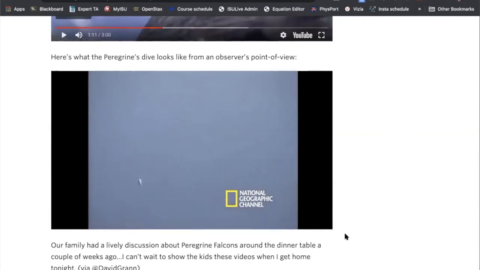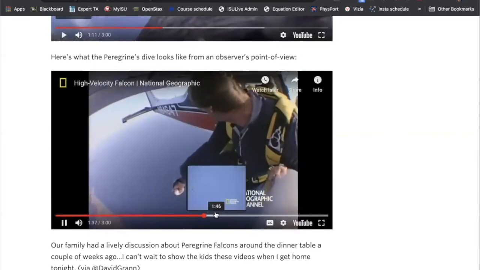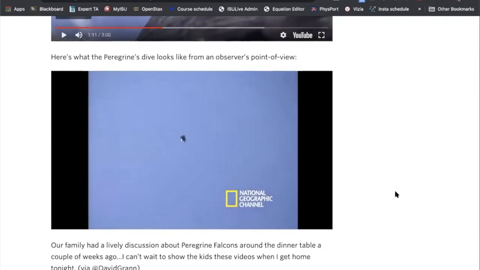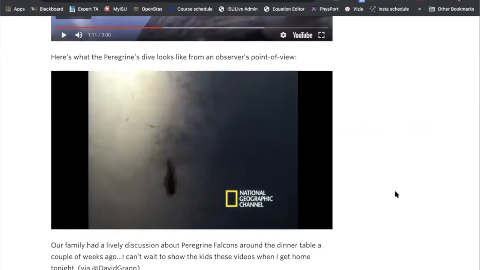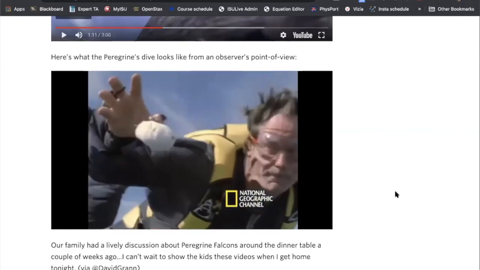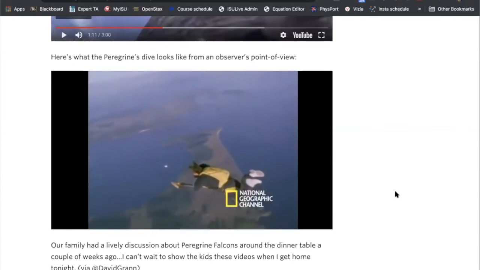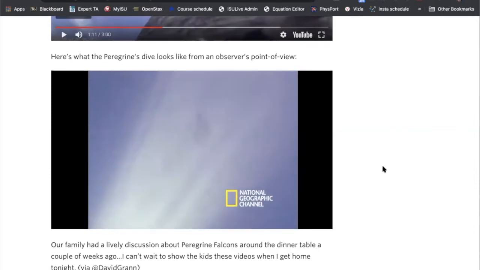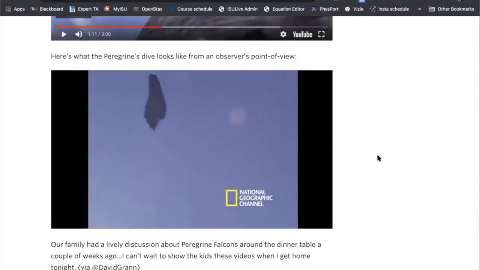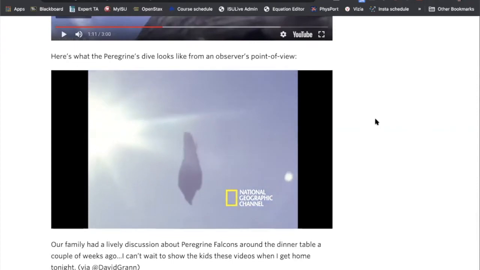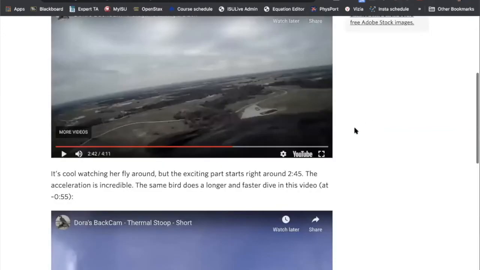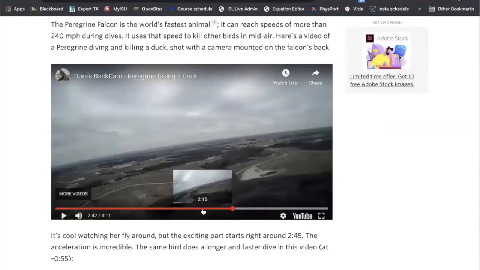All right, so we can see the extreme aerodynamic position that the falcon goes into in a dive, or as it's called in falconry, a stoop. We can see the extreme aerodynamics there. They can get up to 200 miles an hour. And why do they do that? They do that as part of their hunting.